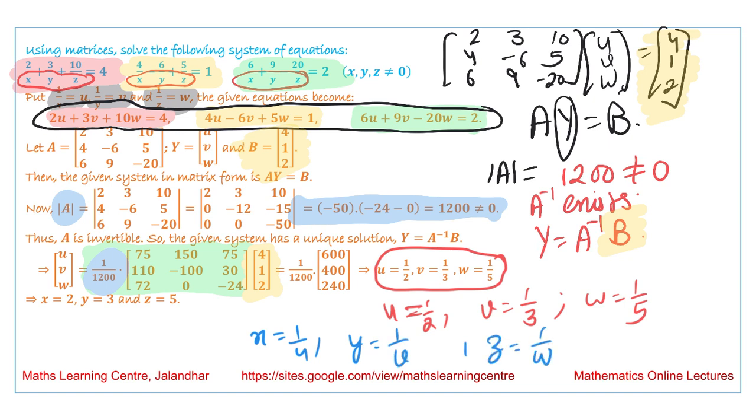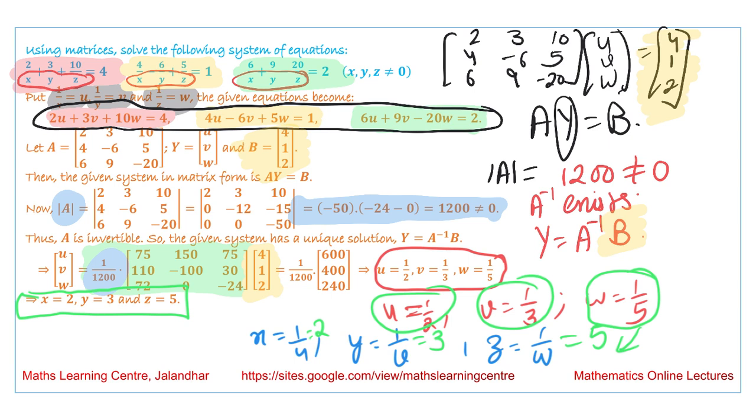So we get that the value of x is equal to 2, the value of y is equal to 3 and the value of z is equal to 5. From these three we obtain the values of x, y and z as 2, 3 and 5. So this is how we can solve this system of equations.